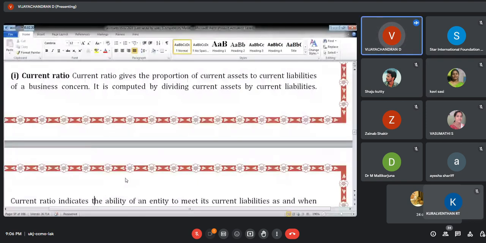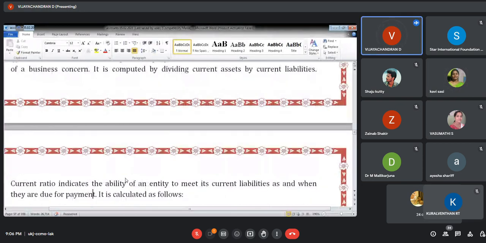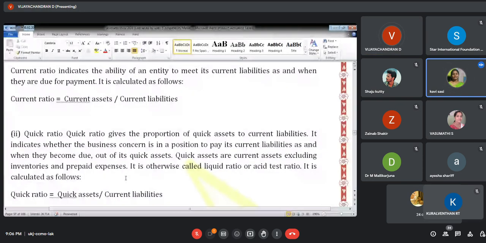What is the ideal liquidity ratio, sir? Liquid asset divided by liquid liability, 1 is to 1. Absolute liquidity ratio, ma'am. Absolute. 0.5 is to 1 also. Yes, 0.5 is to 1. Okay, ma'am. Very good, ma'am.